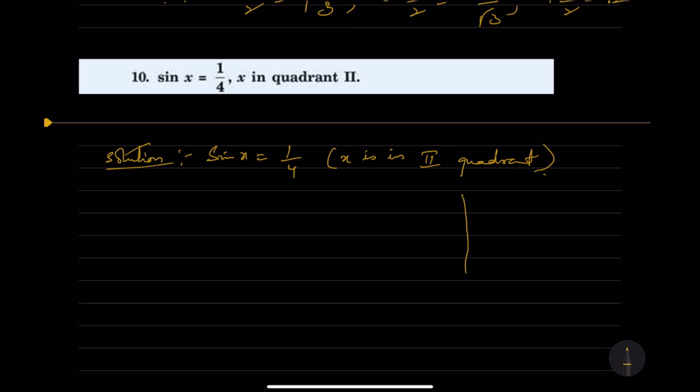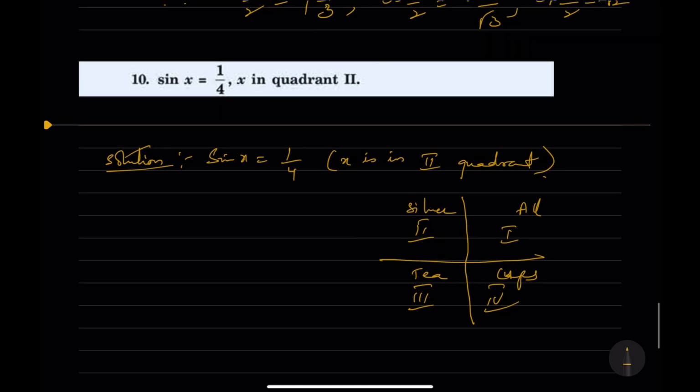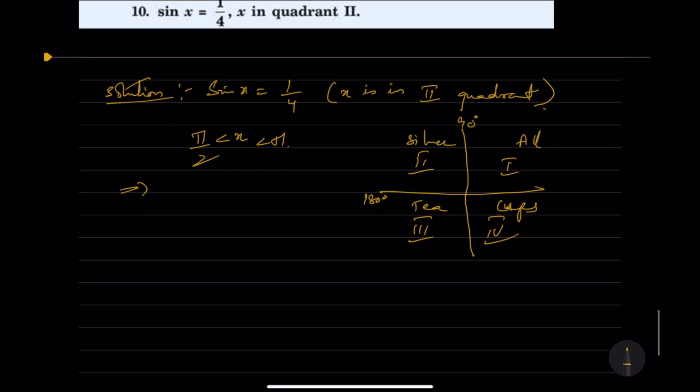So therefore you know that in the second quadrant, what does this mean? First, second, third and fourth. So, all silver tea cups. In the second quadrant sine is positive. So therefore x lies between pi by 2 and pi, that is 90 and 180. It lies between this. So which implies that now we are going to divide it by 2. So pi by 4 is less than x by 2 is less than pi by 2. So that is, x by 2 lies in the first quadrant.